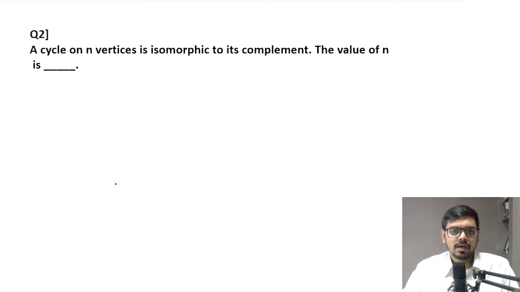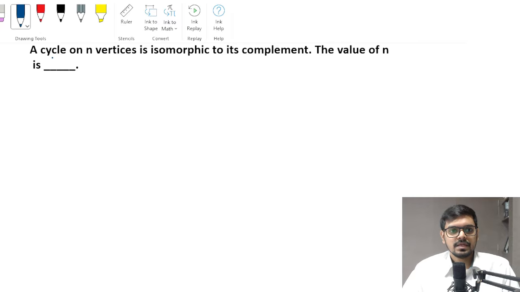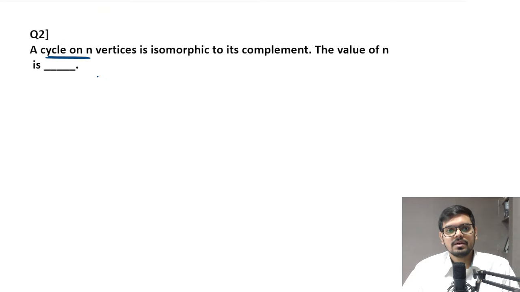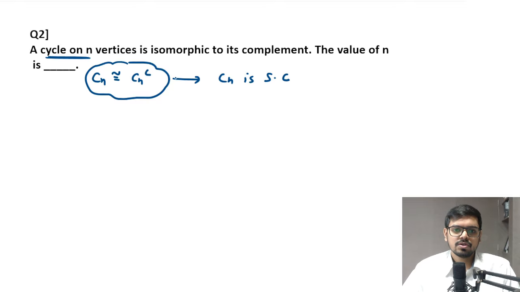Pause the video, try, then look at my solution. Question says a cycle on n vertices is isomorphic to its complement. The value of n is what then? So basically the graph is a cycle of n vertices, Cn, and that is isomorphic, so congruent, to its complement, Cn complement. So whenever this condition is there, we can say Cn is a self-complementing graph. Another way we can say it: if Cn is a self-complementing graph, this condition should be satisfied, right? It's a two-way theorem. So if that is the case, can you find the value of n?